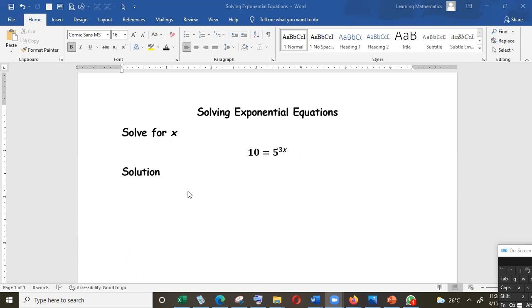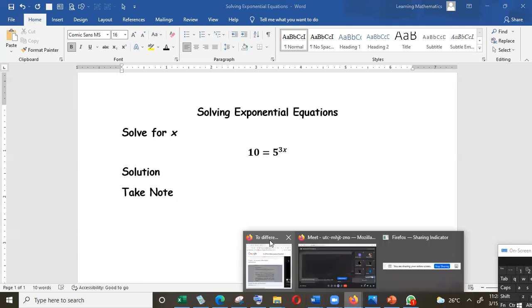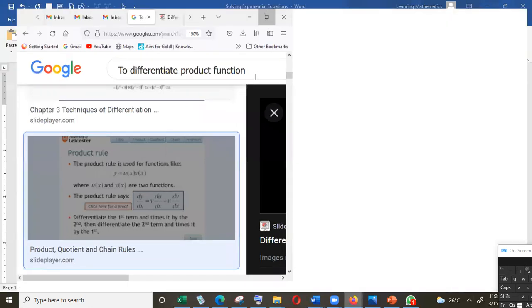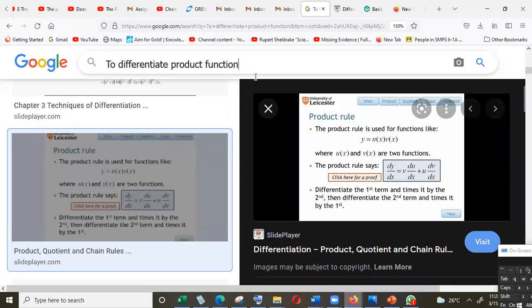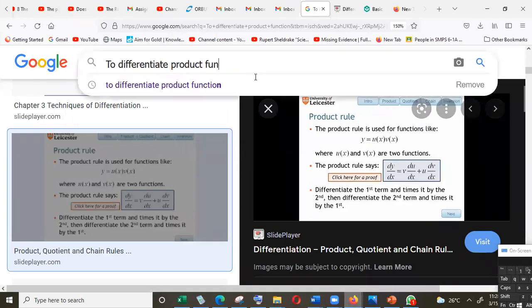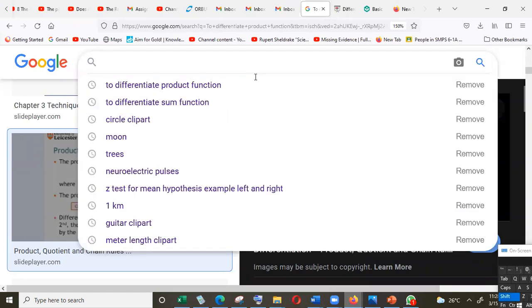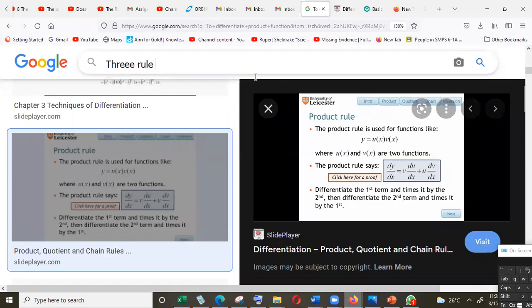So we need to apply this rule of logarithms. Okay, I know it often, but I'm just going to show you where you can easily get it. You can just type in Google the rules of logarithms. There are 3 rules of logarithms. One is adding, one is subtracting, and one is powering.